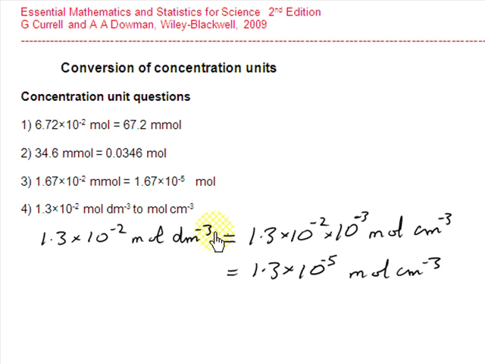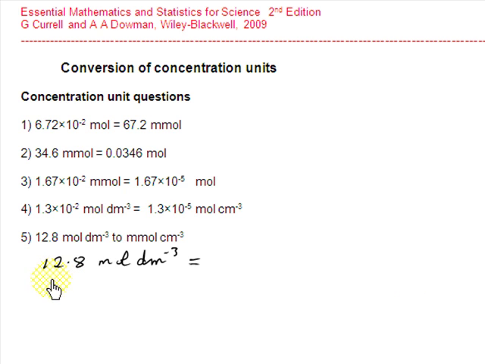because a volume of 1 decimeter cubed is larger than a volume of 1 centimeter cubed by a factor of 1,000. So if we have a certain amount of material in a volume of a decimeter cubed, we would expect a smaller amount of material to be in the smaller volume of 1 centimeter cubed by a factor of 1,000. And 10 to the minus 5 is smaller by a factor of 1,000 than 10 to the minus 2, which means our calculations are correct.